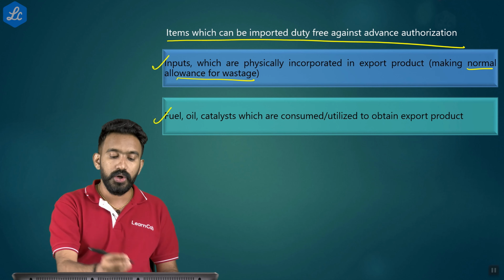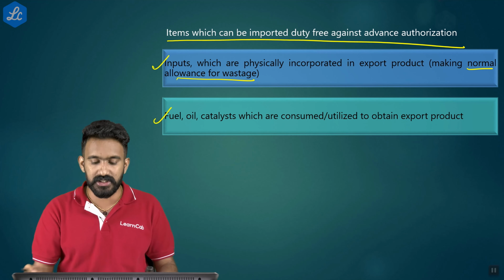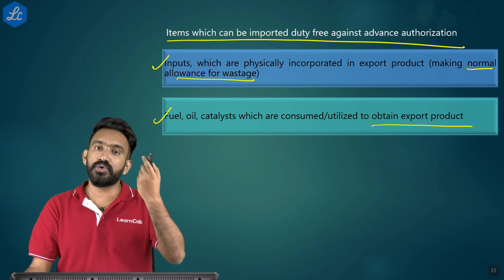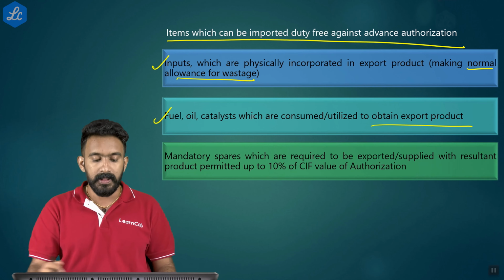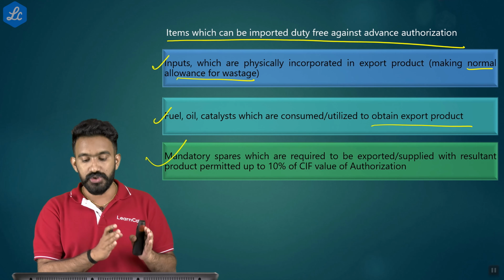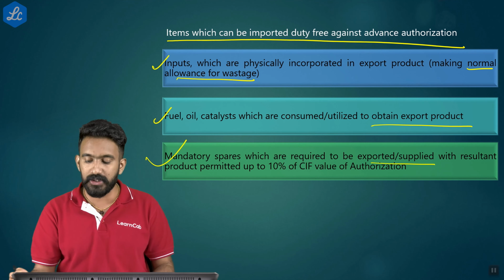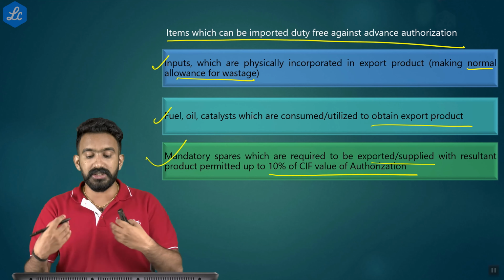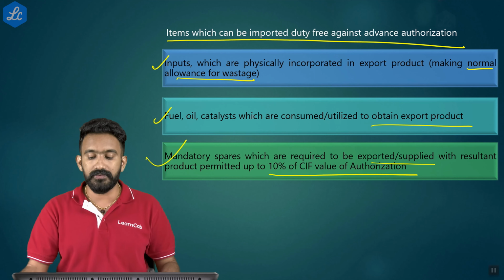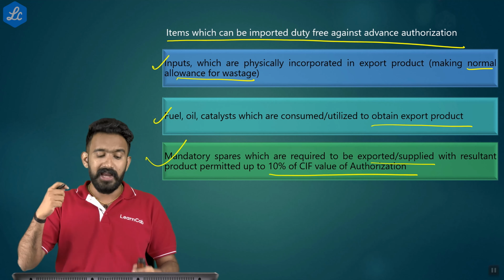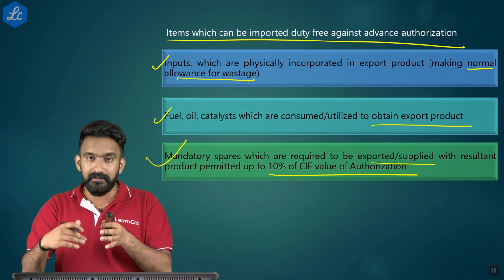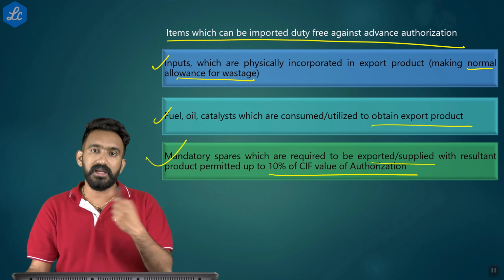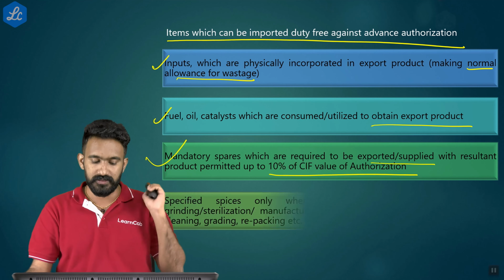Then fuel, oil, catalysts like the chemicals which are consumed or utilized to obtain export product, that can also be imported without duty. Mandatory spares which are required to be exported or supplied with the resultant product are permitted only up to 10% of CIF value of authorization. So I cannot have 90% of my import being spares. It can be only 10% of CIF value of my authorized imports.